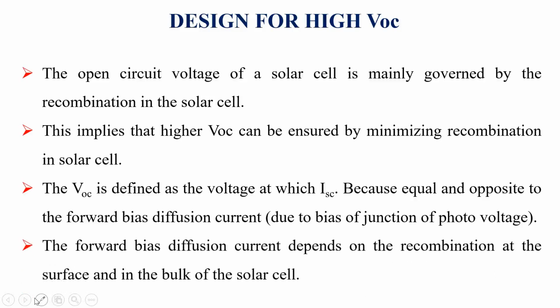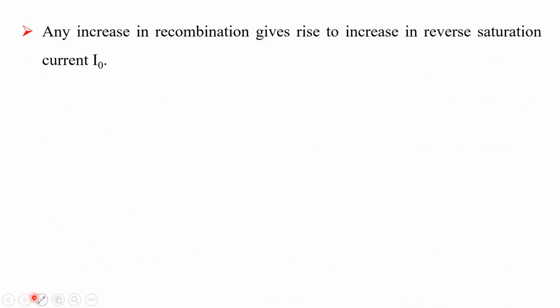The forward bias diffusion current depends on the recombination at the surface and in the bulk of the solar cell. Any increase in recombination gives rise to an increase in the inverse saturation current I0.